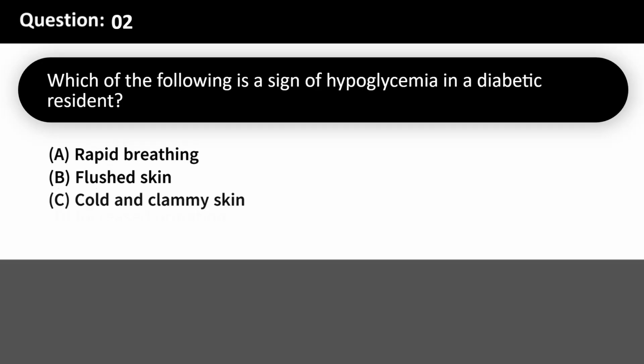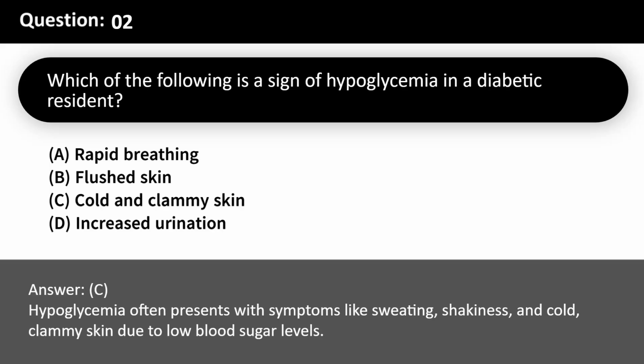Which of the following is a sign of hypoglycemia in a diabetic resident? A. Rapid breathing. B. Flushed skin. C. Cold and clammy skin. D. Increased urination. Answer: C. Hypoglycemia often presents with symptoms like sweating, shakiness, and cold, clammy skin due to low blood sugar levels.